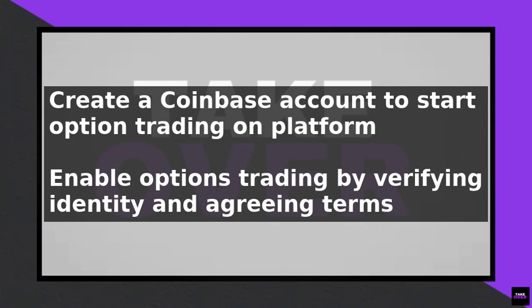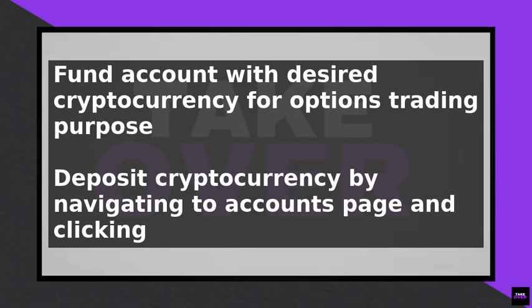Next, you need to fund your account with the cryptocurrency you want to trade options on. For example, if you want to trade Bitcoin options, you need to deposit Bitcoin into your Coinbase account. You can do this by navigating to the Accounts page and clicking on the Deposit button. Once your account is funded, you can start trading options.